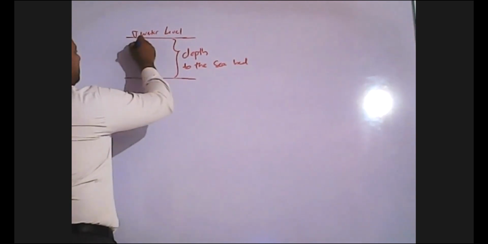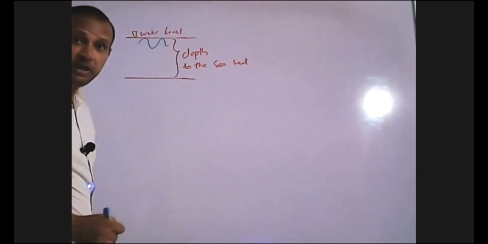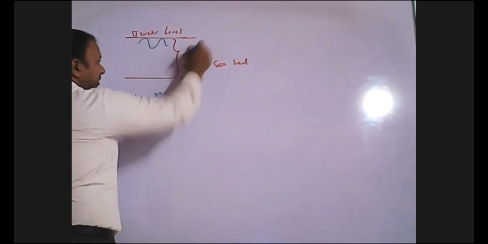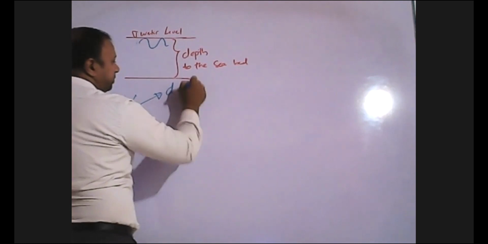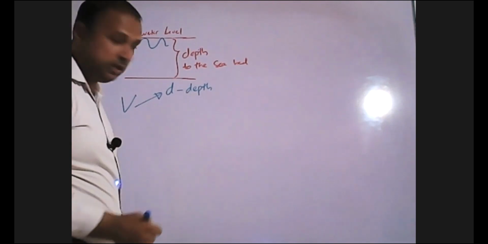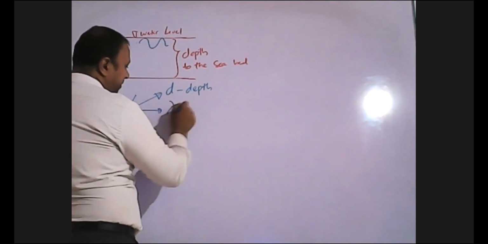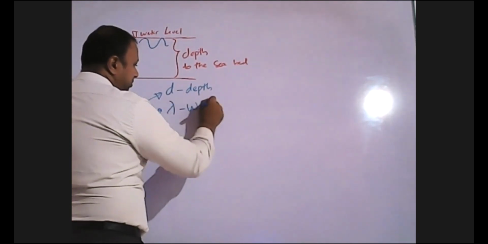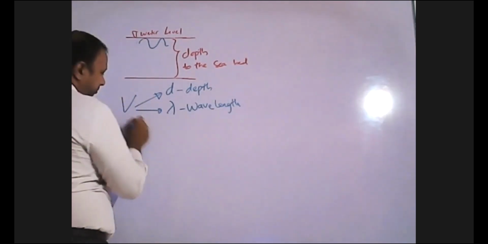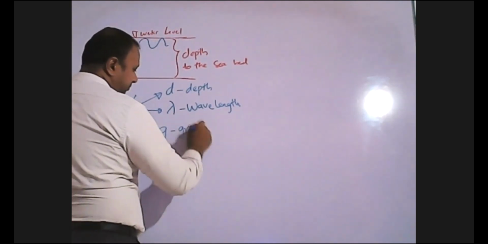So if there's a water wave in water, the speed of water wave V depends on D, the depth to the seabed or water riverbed. Then lambda means wavelength. Then g, gravitational acceleration.